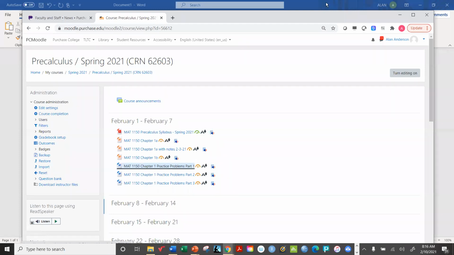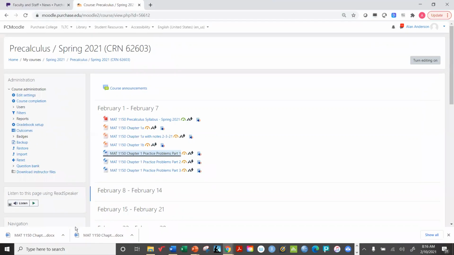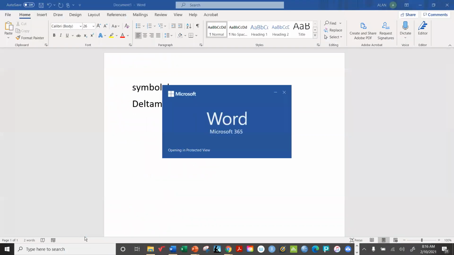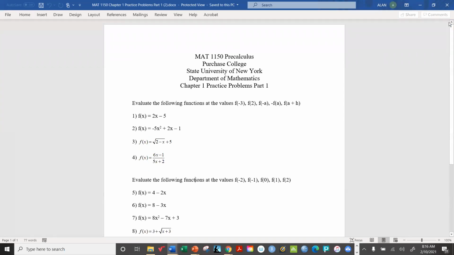Let me get this thing open. And so when we're ready, we're going to work on these together. And the whole point is just to get some practice. Here we go. So let's see what one of them looks like. Okay, so you can see in this practice problem set, we're basically learning how to evaluate functions, which we did last week, and getting more practice at it. Not terribly complicated, but it's a good starting point.